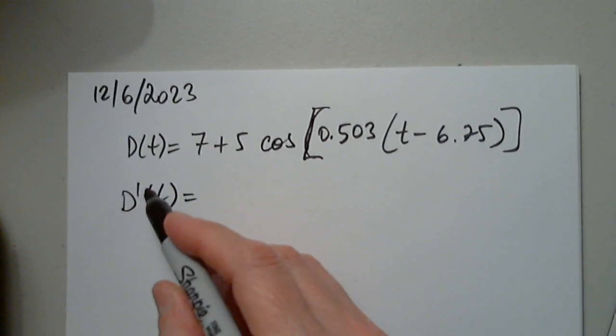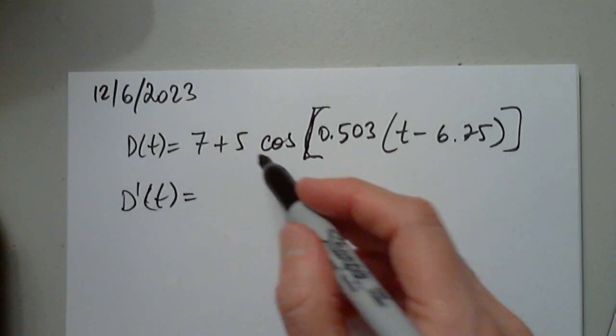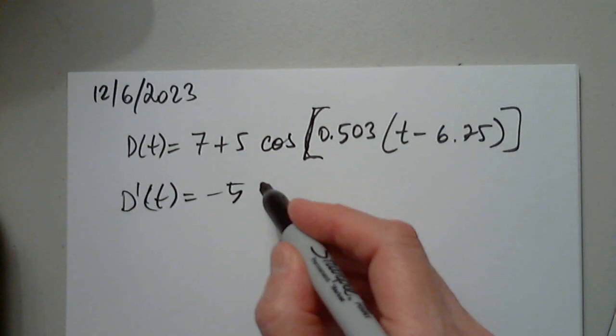d prime of t is, this is 0, so this is 5, but cosine is negative sine.